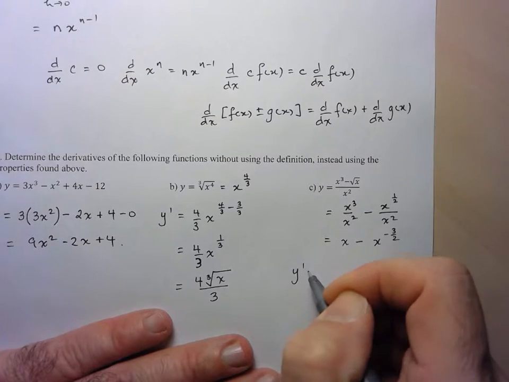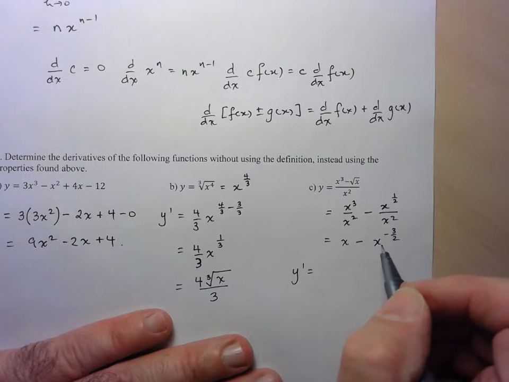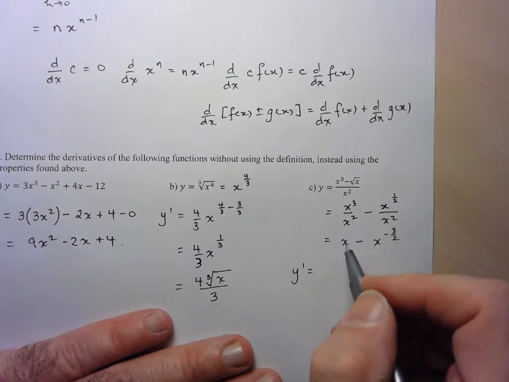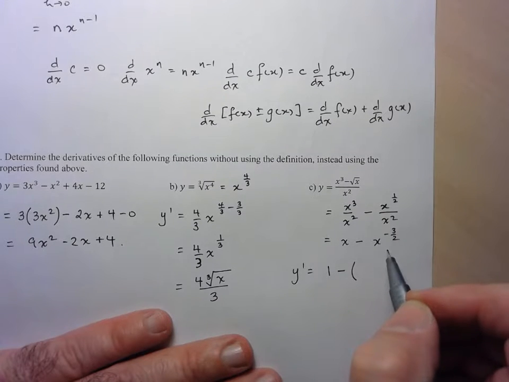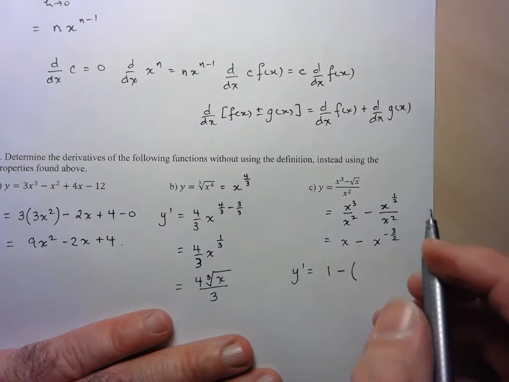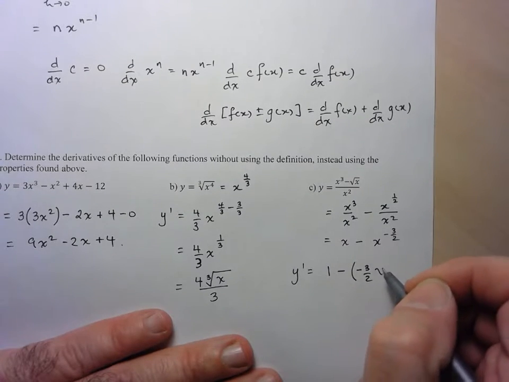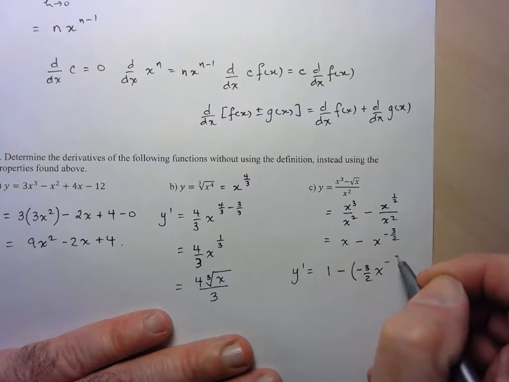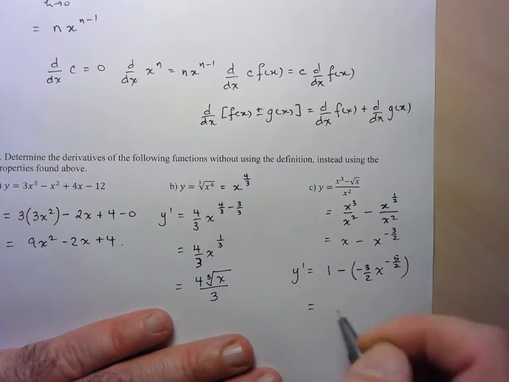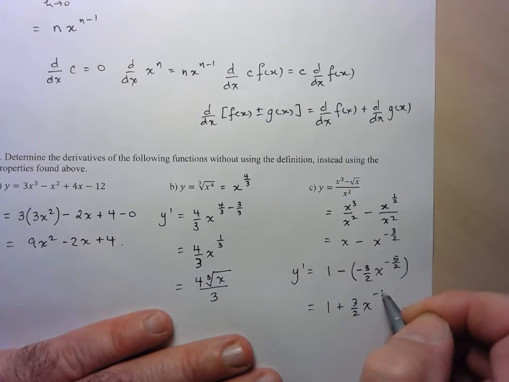So y prime is equal to, again, I could split this up into the two simpler derivatives and then subtract that. So the derivative of x is just 1 minus, and now let me take the derivative of this here. Again, the old exponent becomes my coefficient, and then I'm just going to take this exponent and subtract 1. So negative 3 over 2 minus 2 over 2 is negative 5 over 2. So this is just 1 plus 3/2 x to the negative 5 over 2.